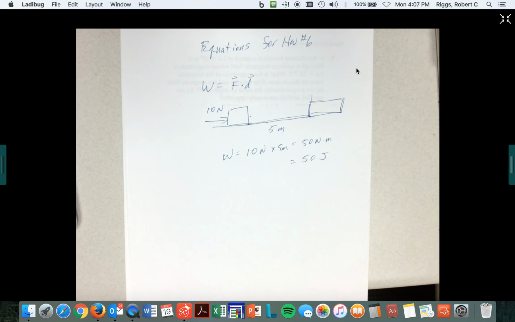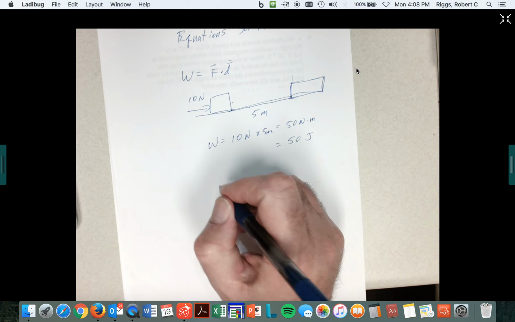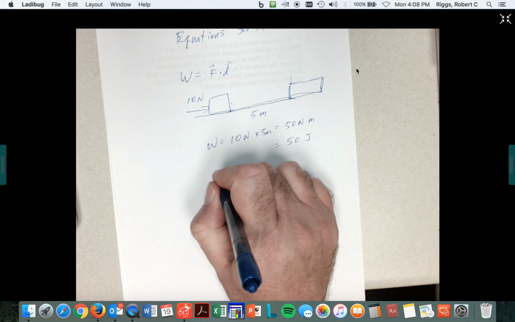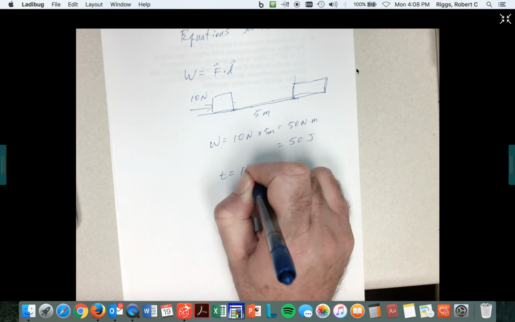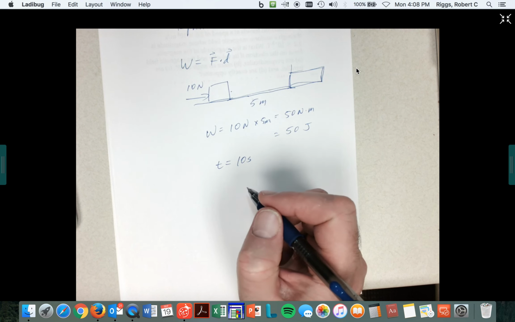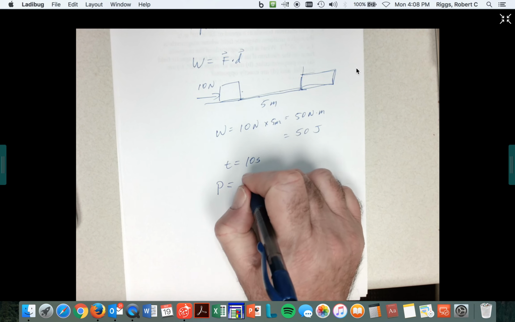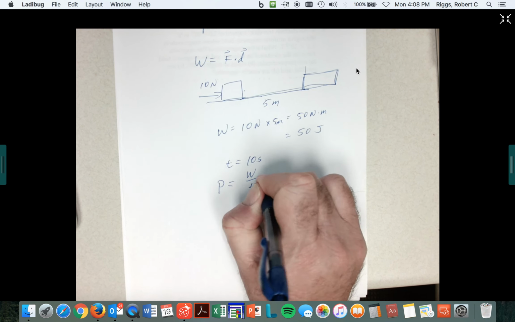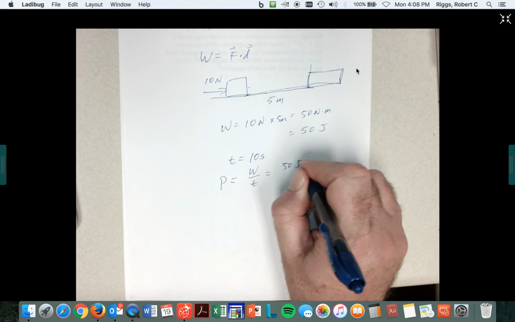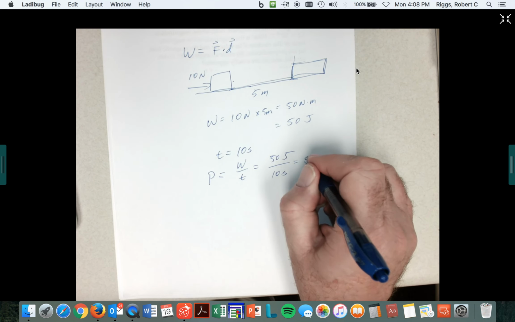Okay? We'll get into later how work is the change in kinetic energy and all of that stuff. All right? But that's that. Now, let's say it took me 10 seconds to do that. Then the power would equal the work divided by the time. So if I did 50 joules of work, divide that by 10 seconds, that equals 5 joules per second, or 5.0 watts.